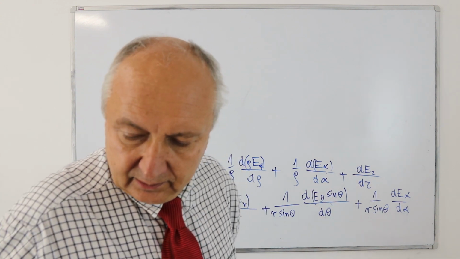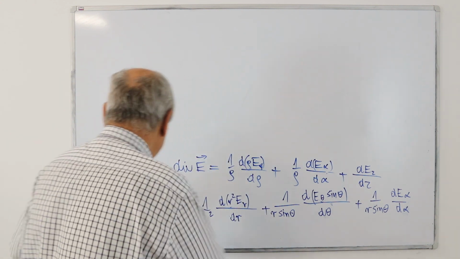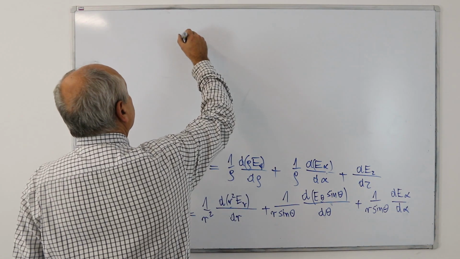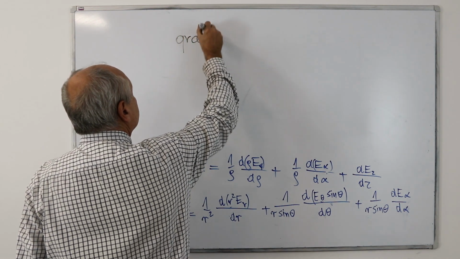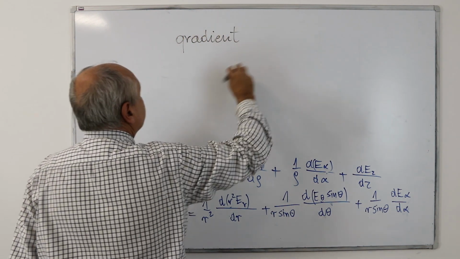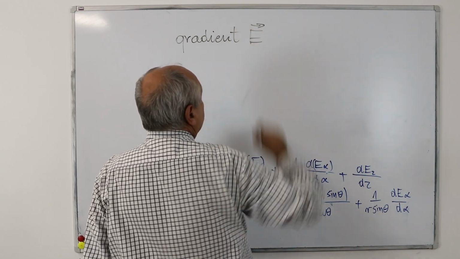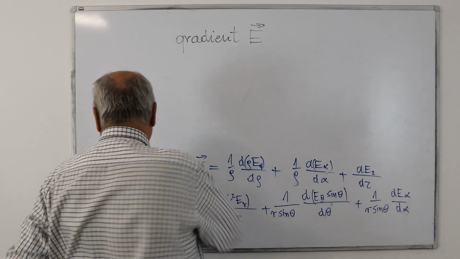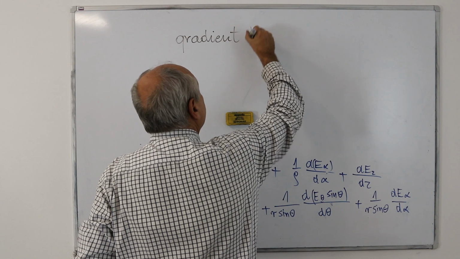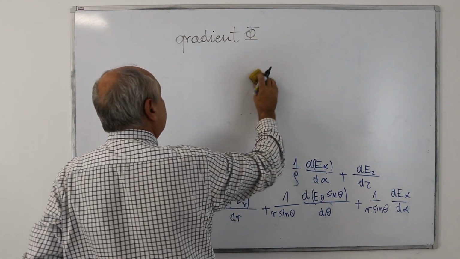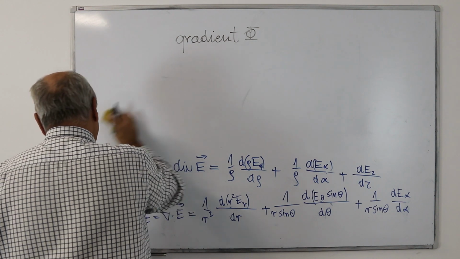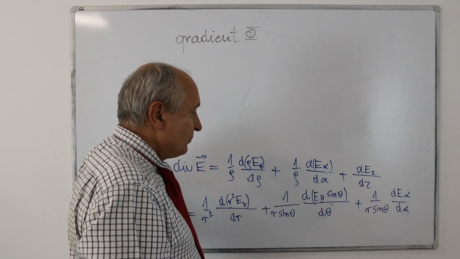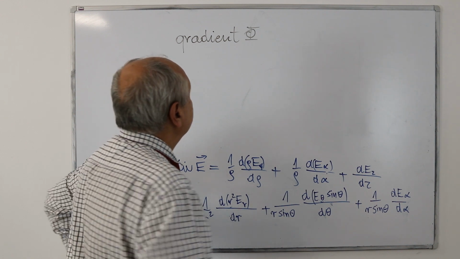Let's write the definition of gradient. I used letter E, electric field intensity, but no, here should be phi. Here should be phi. That is any scalar function.